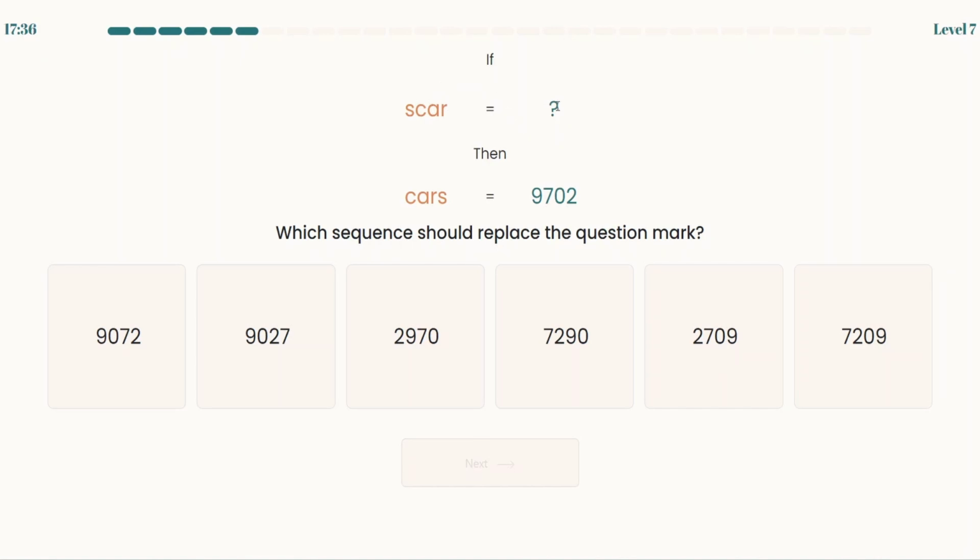If scar equals question mark, then cars equals 9702. So cars, the first one is 9. Or I mean the last one is 2. So the first digit should be 2. The second digit is C, which is 7. So the second digit is 72709. I just wanted to say that I thought about this puzzle wrong. So the second digit should be the first digit of cars, which is 9.